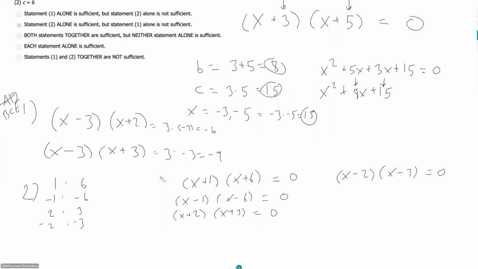So here, x could be -1 and -6, so -1 times -6 is 6. Here it's x can be +1 or +6, which is 6. Here x could be -2 or -3, which is 6. And here x could be +2 or +3. So in every case, we're always getting the product of our two roots equal to 6. Therefore, this statement is actually sufficient, B.